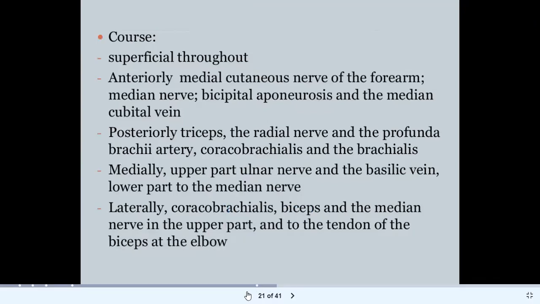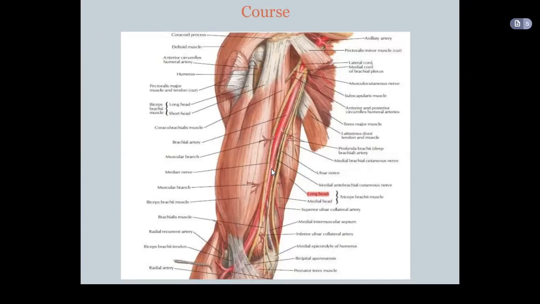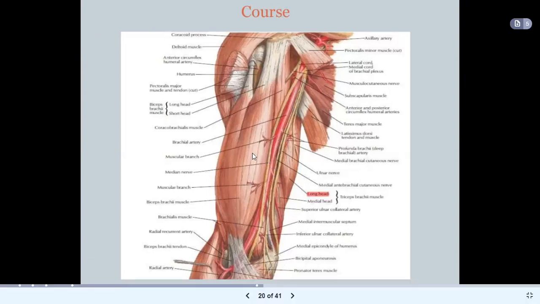Now let's see it again. So this is the median nerve. The upper part of the median nerve is lateral to the brachial artery, but the lower part is medial to the brachial artery. Then where is our biceps muscle? So this is the biceps brachii muscle. You see that the biceps is running lateral to the brachial artery. So you could say the lateral relation of the brachial artery. You could mention the tendons of the biceps muscle.